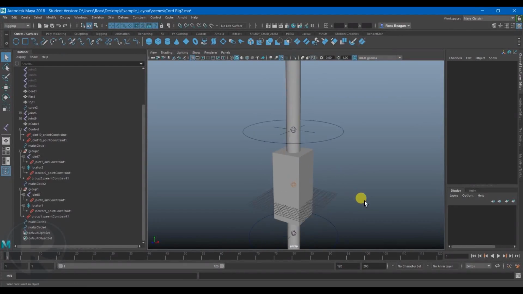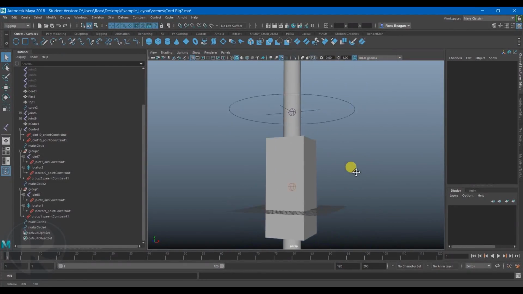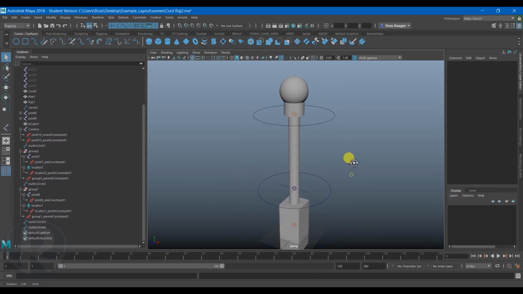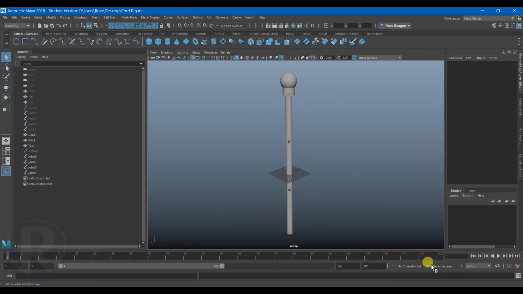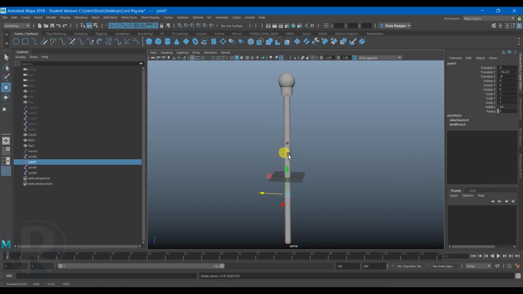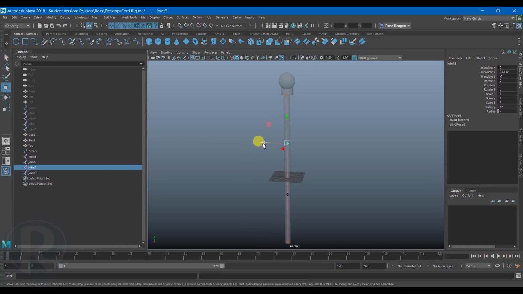All right, so I made some updates to my cord rig from a few days ago when I uploaded the previous video. And if you remember, or if you watched that one, I won't go through the whole thing, but it was a wire curve warp deformer on a NURBS curve and these joints skinning the curve. And that was pretty much all there was to it.